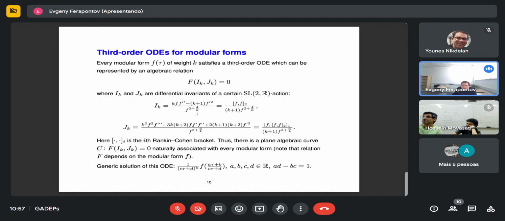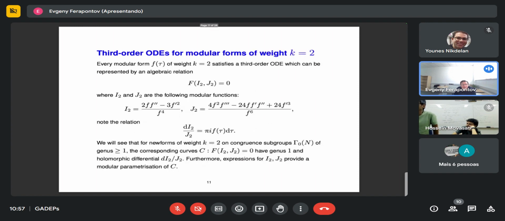So let me consider an especially interesting case, case 2. If case 2, then denominators also become modular. So let me show you on the next slide. Suppose that k is 2. Then I have a third order differential equation in this form: F of I2, J2 is 0, where I2 is this thing and J2 is this thing, right?